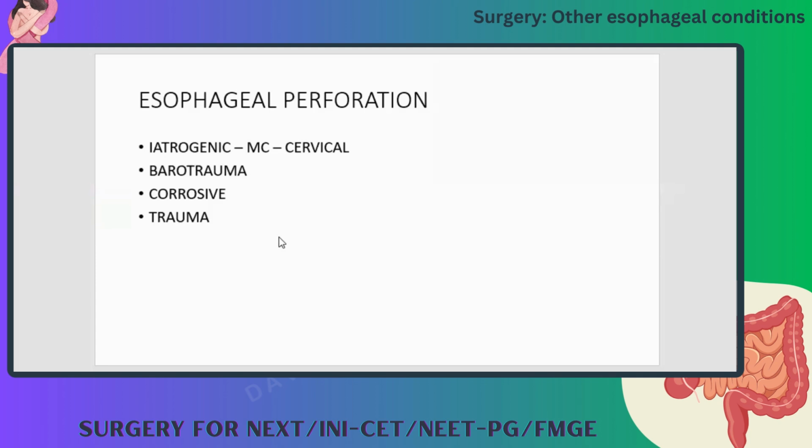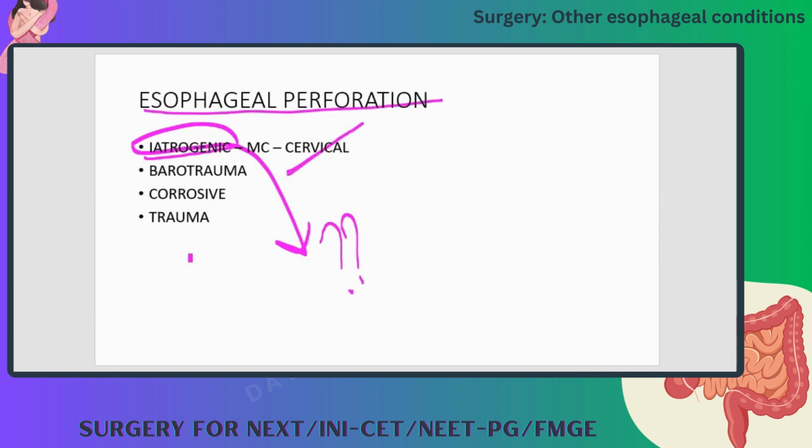So then esophageal perforation. What is the most common cause? Iatrogenic. Iatrogenic means caused by any kind of procedures, caused by the doctor, basically. We cause it by doing an endoscopy. This is the most common cause of esophageal perforation. And the most common site is the upper esophagus, that is the cervical part.